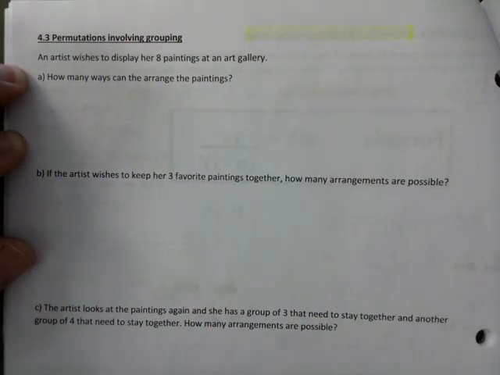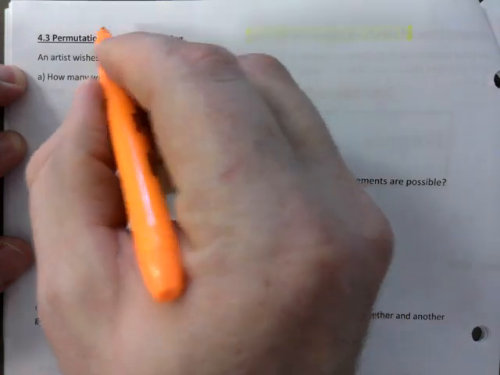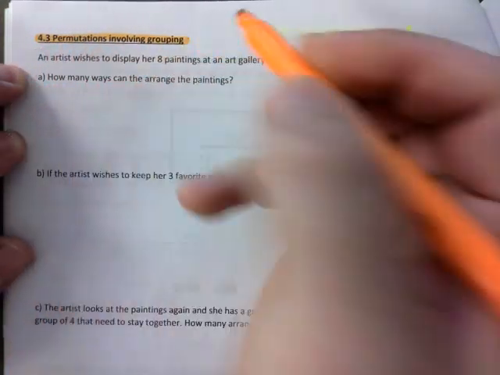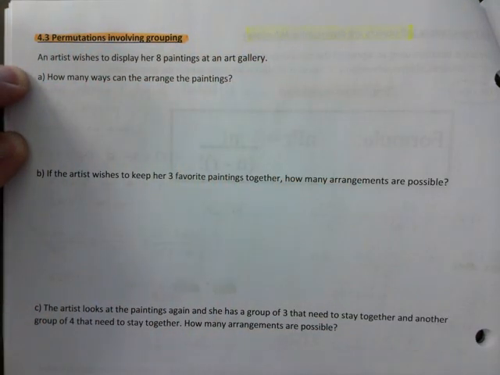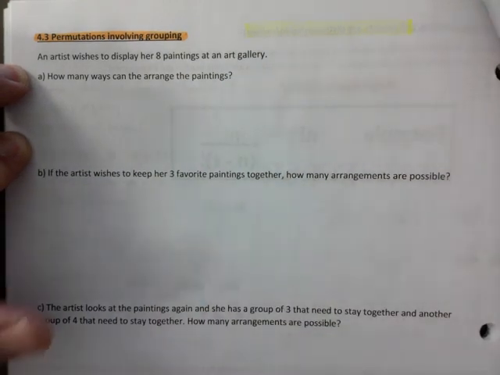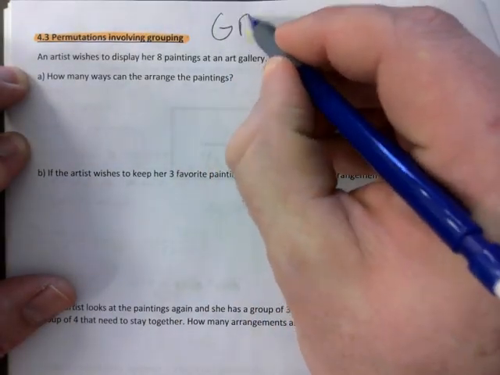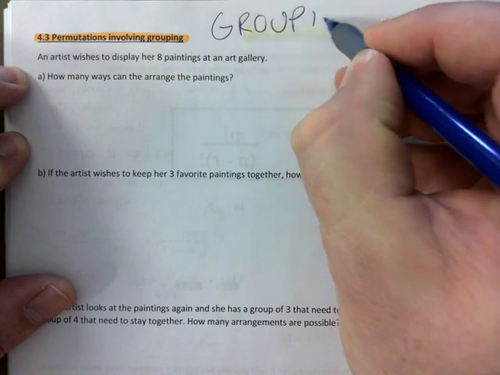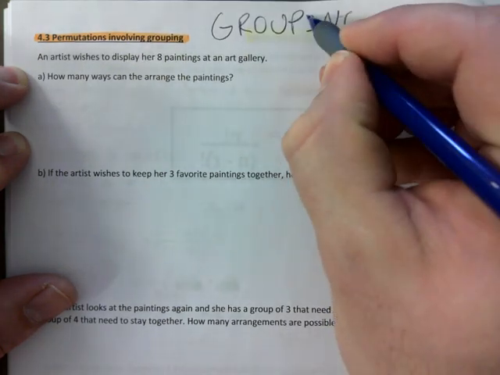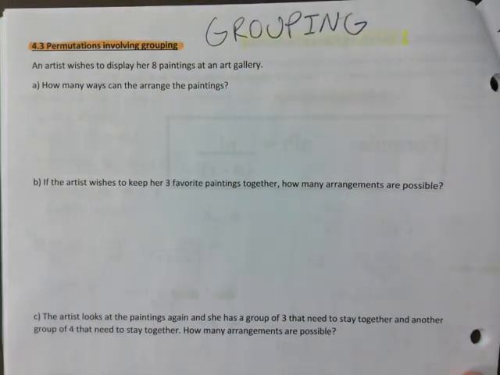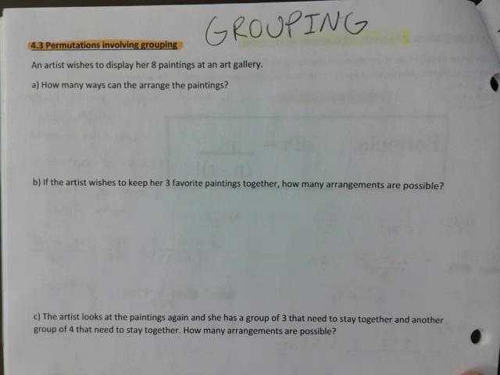I'm going to draw your attention to the grouping here. Highlight that one. Permutations involving grouping. I will ask you to write it even bigger. Grouping. How many ways can the letters in the word grouping be arranged?